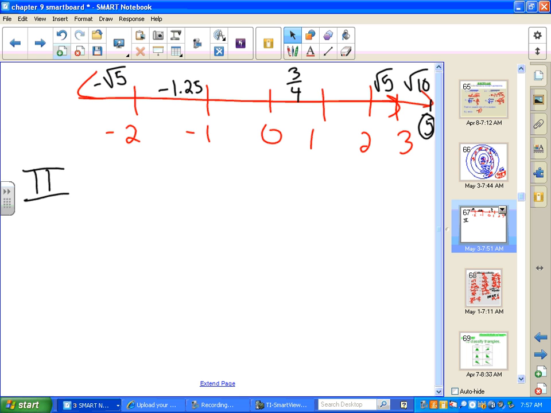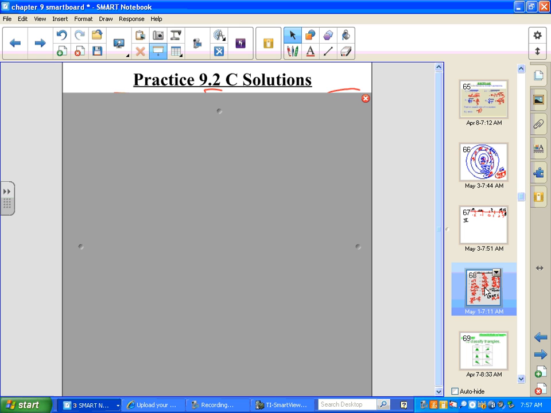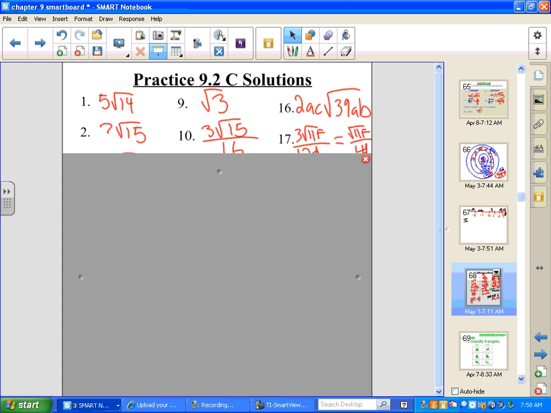All right, Manatee, you're up. 9.2c, which was page 144. Go for it. Good. Emma H, number 2. Good. 7 square root of 15. Frodo, number 3. Good. 8 square root of 7. Number 4, Donatus. Okay, I'll come back. Do you have it? Good. 6 square root of 3.